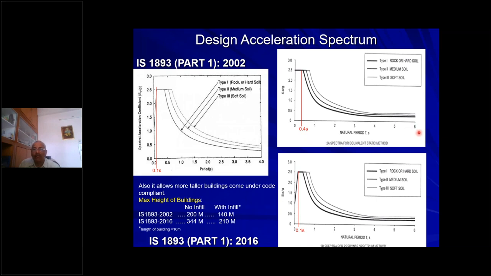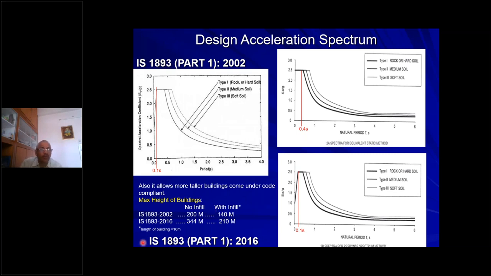Then what is the advantage of increasing the time period up to 6 seconds compared to 4 seconds? In the earlier code of practice, suppose I want to construct a building of, let us say, 250 meter height, with no infill, etc. Our IS code was silent actually. For 250 meter height, what should be the response spectra to be used? It was silent. But now, with the increase in the time period, they have brought the taller buildings into the code compliance.